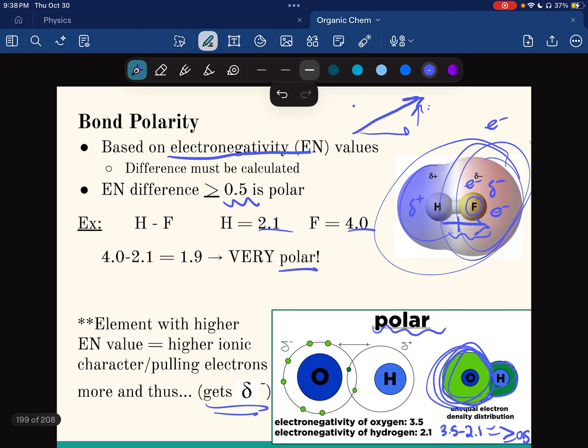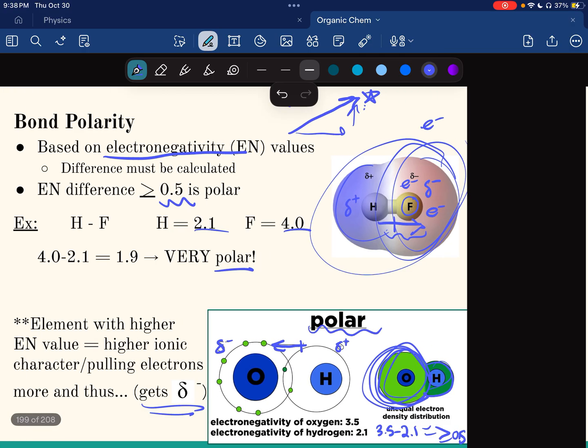I feel like that's pretty straightforward as long as you can remember those trends in the periodic table and then be able to draw those partial positives and negatives, which are these right here, the delta positive, delta negative, delta positive, and then the arrow pointing towards the more negative atom.